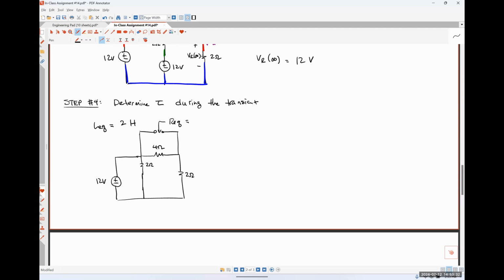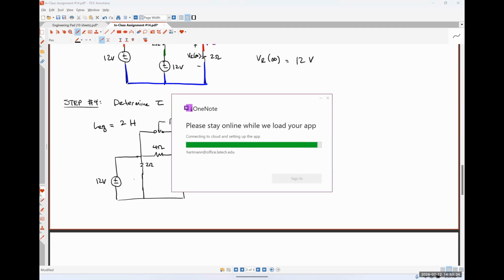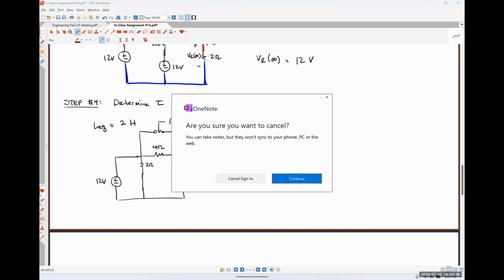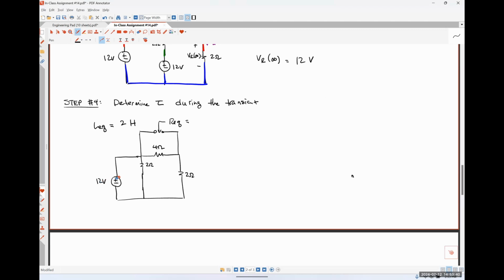Sorry. Right. No. I do not want to use OneNote. I want to erase this. Sorry about that. I don't know what the heck my computer was doing. So I'm going to take a moment here and just identify nodes really quickly.